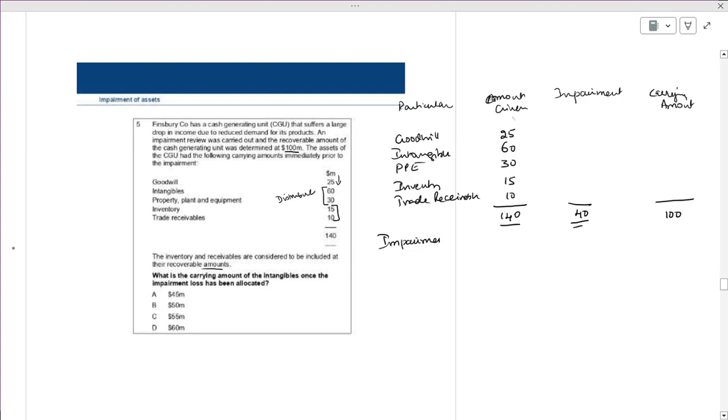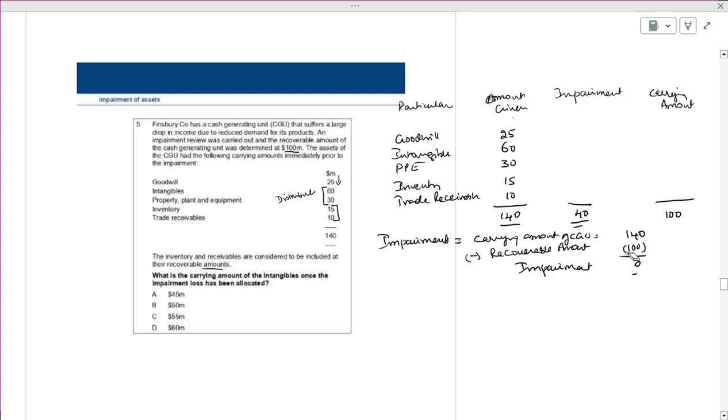Impairment is how much? The carrying amount of the cash generating unit is 140, minus the recoverable amount. Recoverable amount is 100. What is the impairment? 40. First, what do you have to reduce?